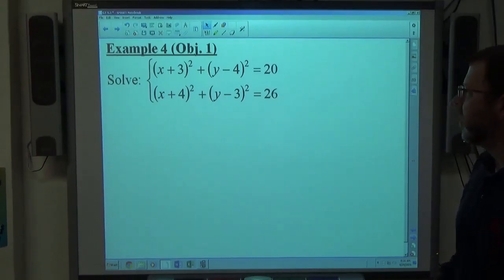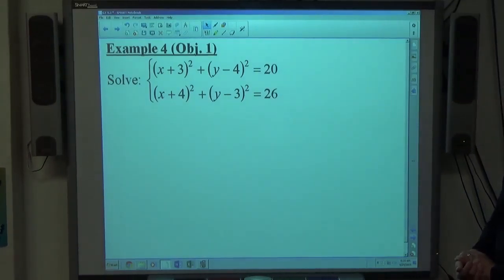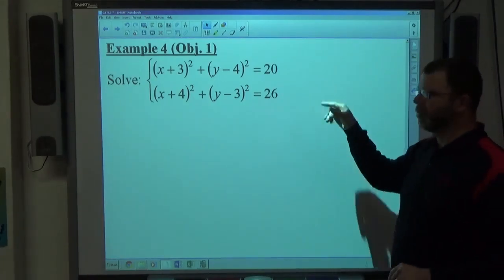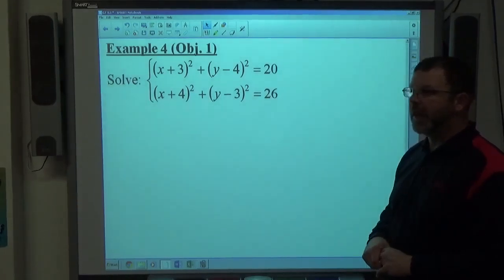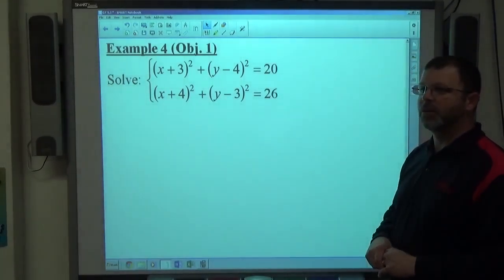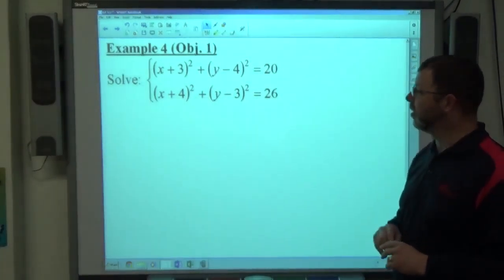Okay, example 4 on set 9.3. Solve (x + 3)² + (y − 4)² = 20, and (x + 4)² + (y − 3)² = 26. What we have here is two circles at different centers with different radii in standard form. And in their current form, I would not want to solve this.